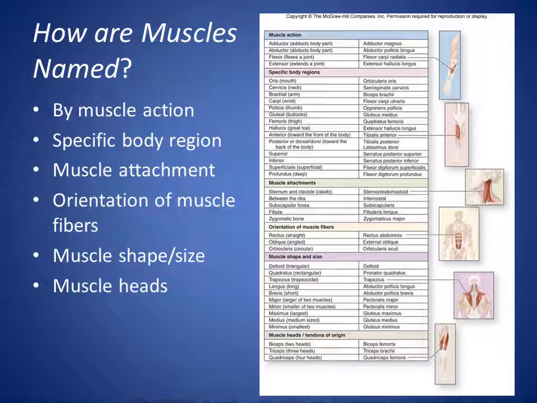Muscles also have somewhat of a complex naming system. They can be named in several ways, such as being described by the muscle action or the specific region of the body in which they course over. Some muscle names use the muscle attachments as part of their descriptions, as well as the orientation of muscle fibers. And then the muscle shape and size also plays a role, as well as the number of heads.